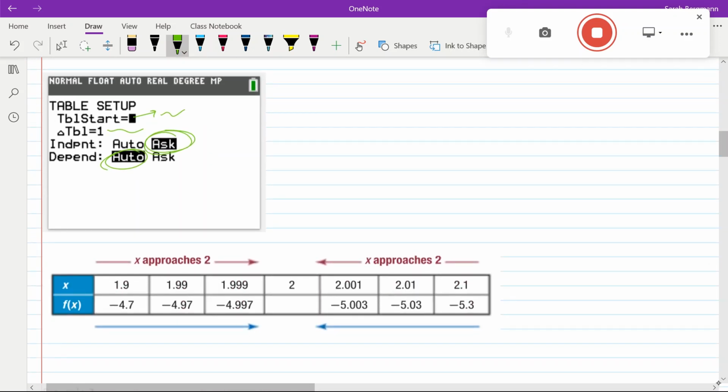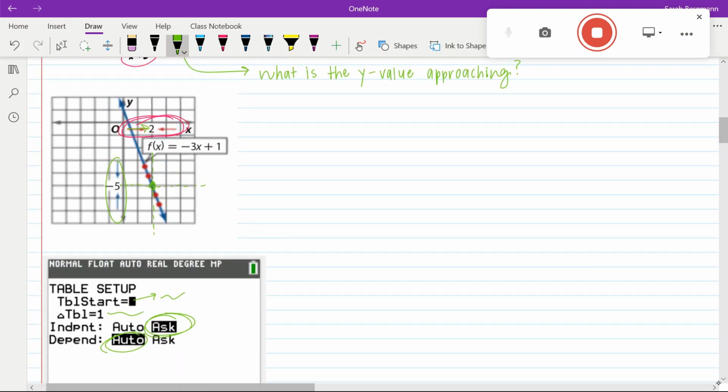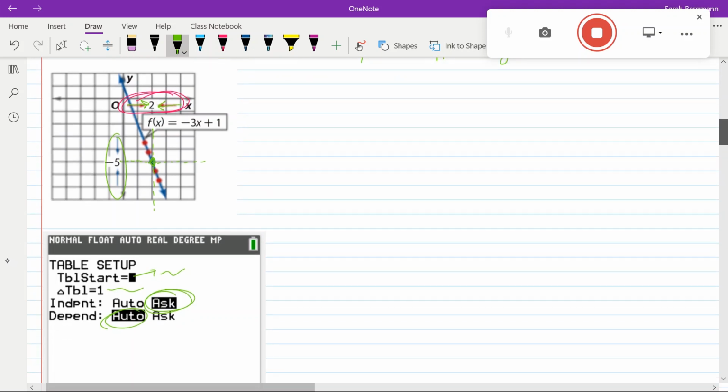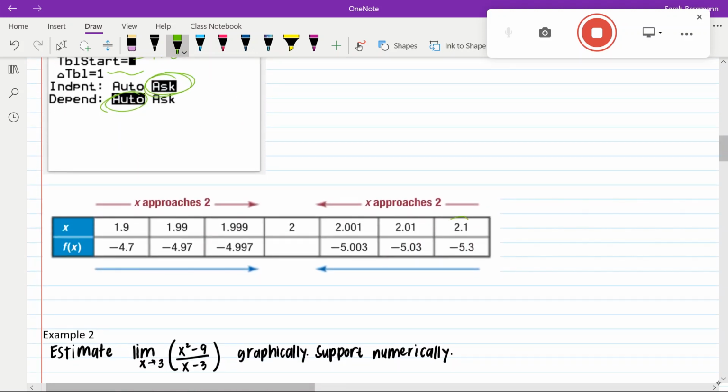So we can make this table, type in a few values of x. We want x to be approaching 2, so we could use 1.9, 1.99, 1.999. That would be approaching 2 from the left, on the left side here. We also want to see what's happening on the other side of 2. So as we're approaching 2 on the other side, so 2.1, 2.01, 2.001, we're getting closer and closer to 2. We're going to see what our y values are doing. So we see we're getting closer and closer to probably negative 5. Same thing's happening over here. These numbers are getting closer and closer to negative 5.